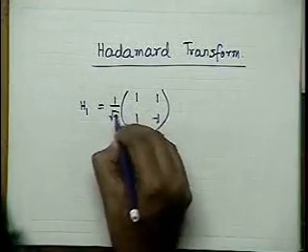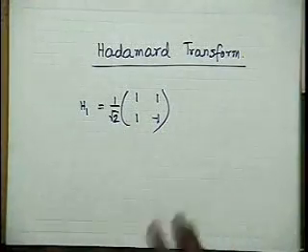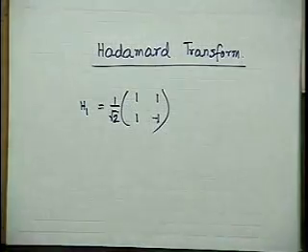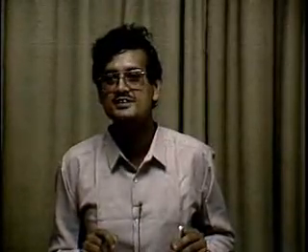So a 2 by 2 matrix is to be normalized by 1 by square root of 2. So this is the elementary matrix that is defined. What do you find simply from this elementary matrix? First is H1 is equal to H1 star, very simply because it's a real matrix.